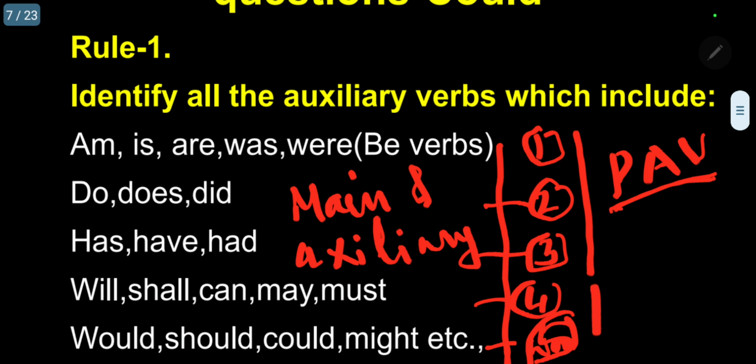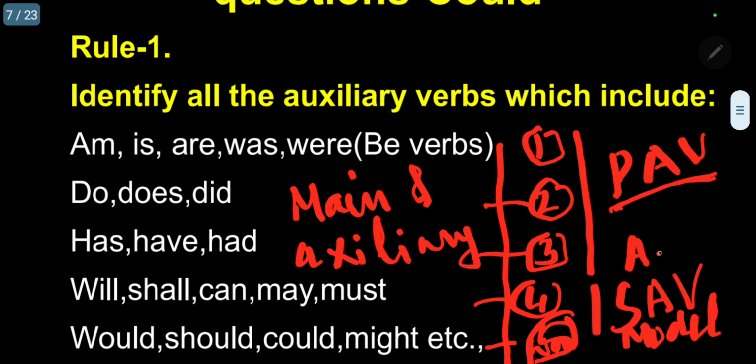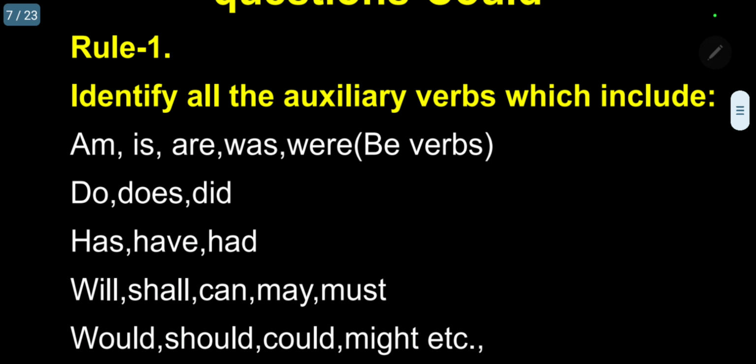The remaining 4 and 5: will, shall, can, may, must are type 4, and would, should, could, might, etc. are type 5. These are called secondary auxiliary verbs or modal verbs. These verbs will not act as a main verb. They will only act as an auxiliary verb. Please follow, very, very interesting. Let me give a suitable example so you will have a clear idea.